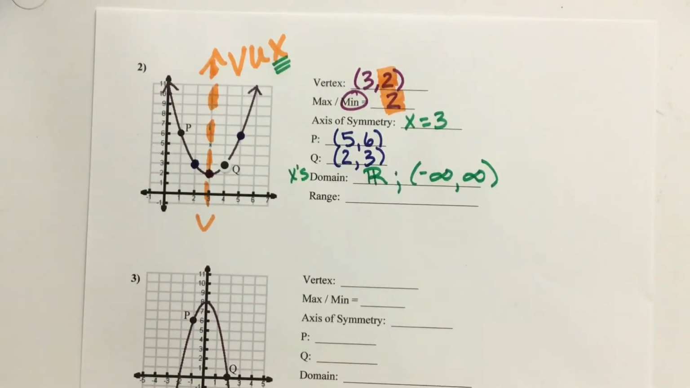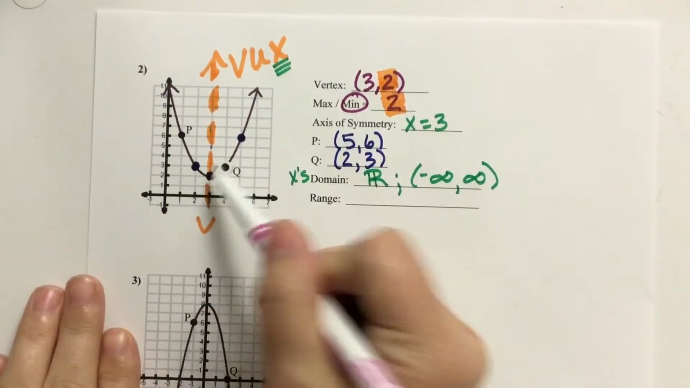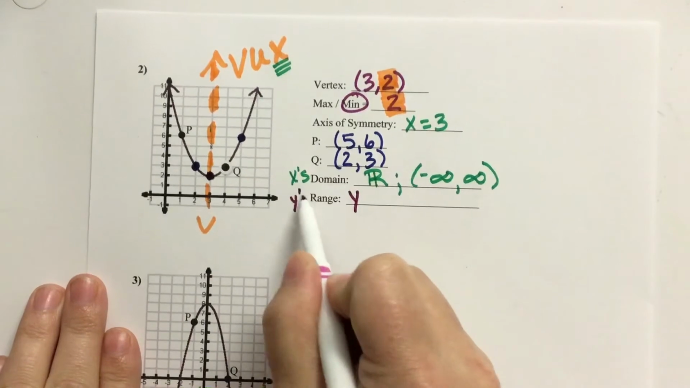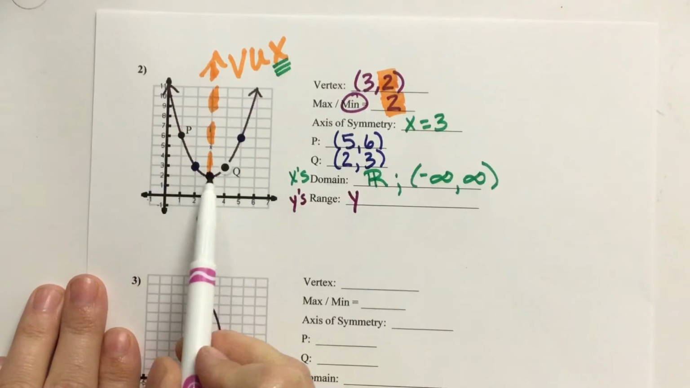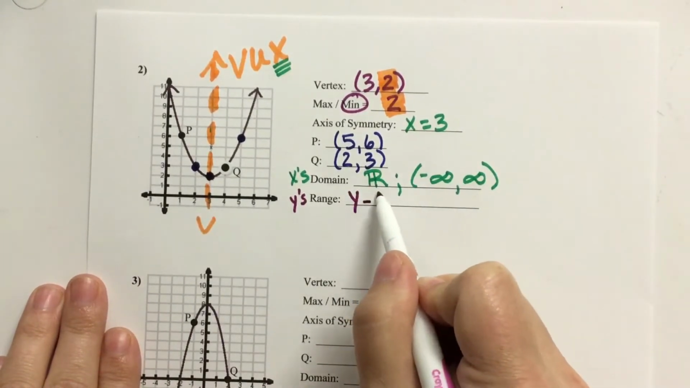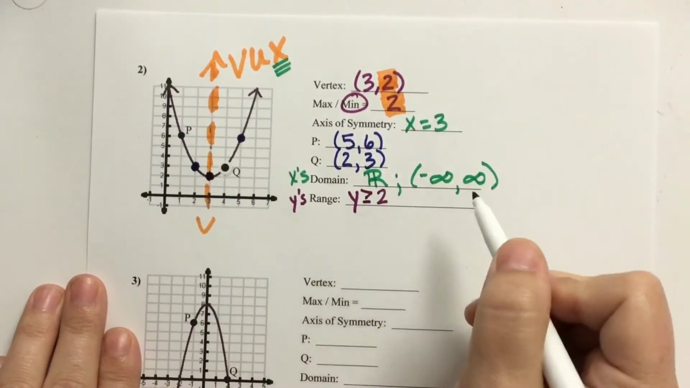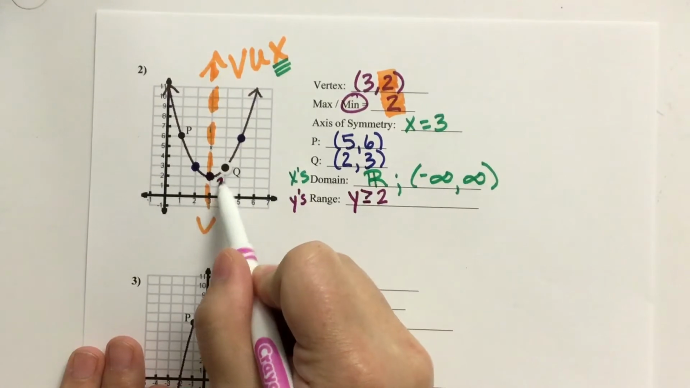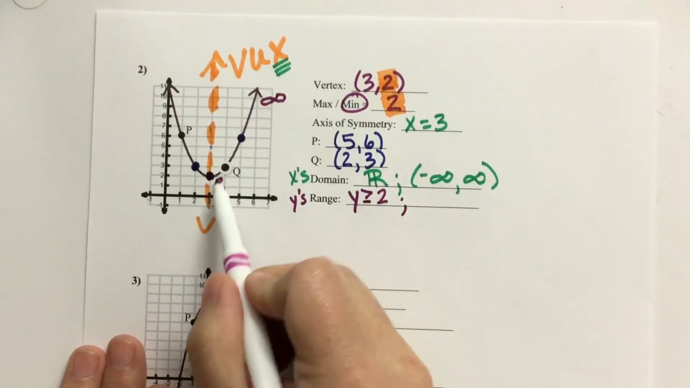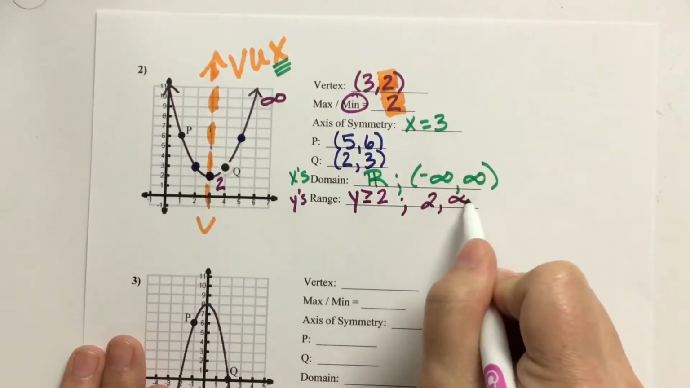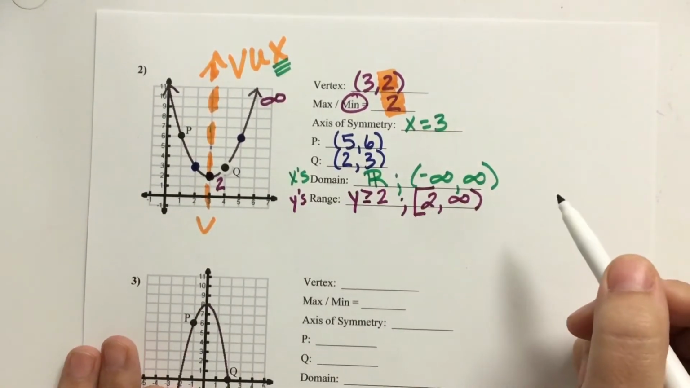Okay, range. My graph goes forever up, but not forever down. That's the lowest it goes. So what is my y value there? Because range is about y's. Right there, my y value is a 2, and it equals it. And then when you go up, your y's get greater. So the lowest y is 2, and when you go up, you're headed to positive infinity. So that's going to be [2, infinity). Infinity is always a parenthesis, and closed circles are always brackets.